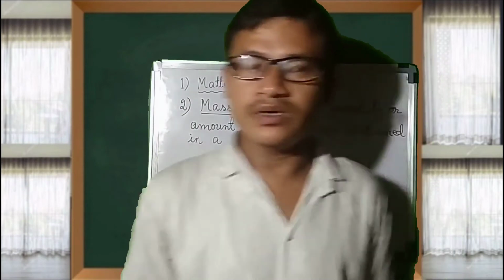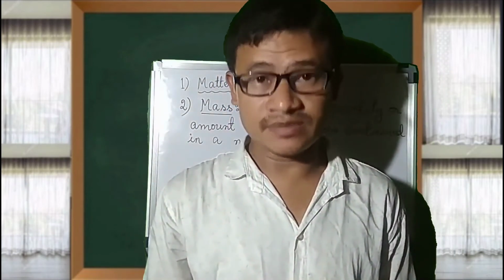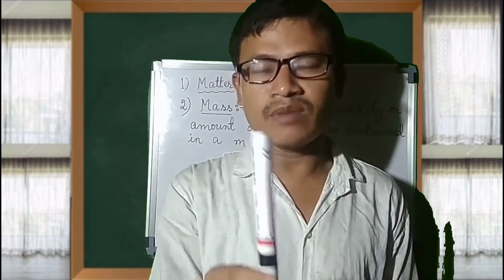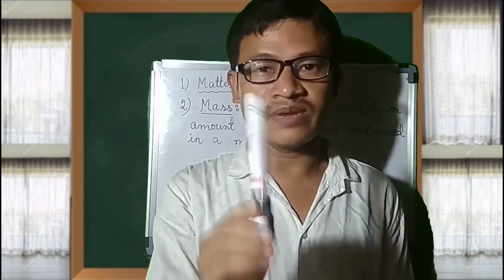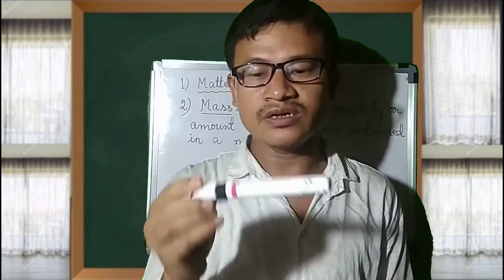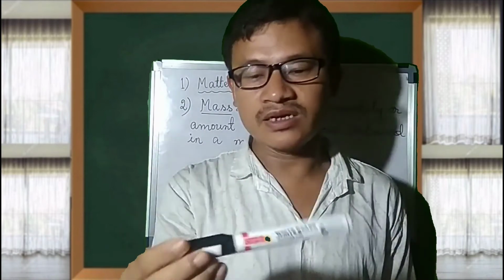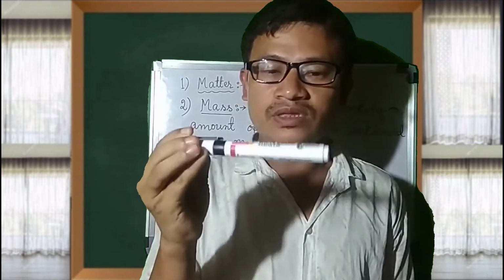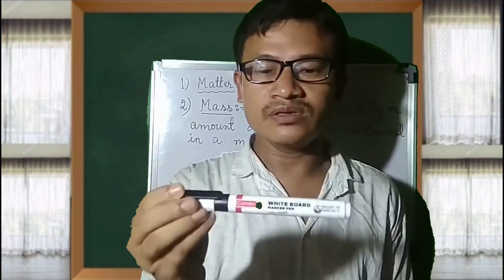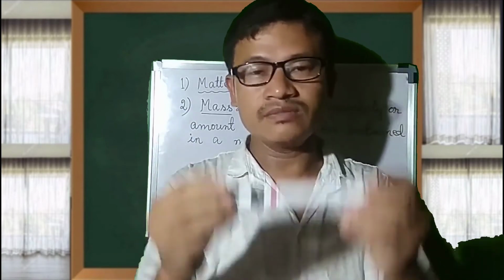You see, each and every matter is made up of certain chemical substances. This marker is also a matter. So this matter is made up of what substances? This matter is made up of plastic, isn't it? So the mass of this marker means the quantity or amount of plastic that this marker contains.